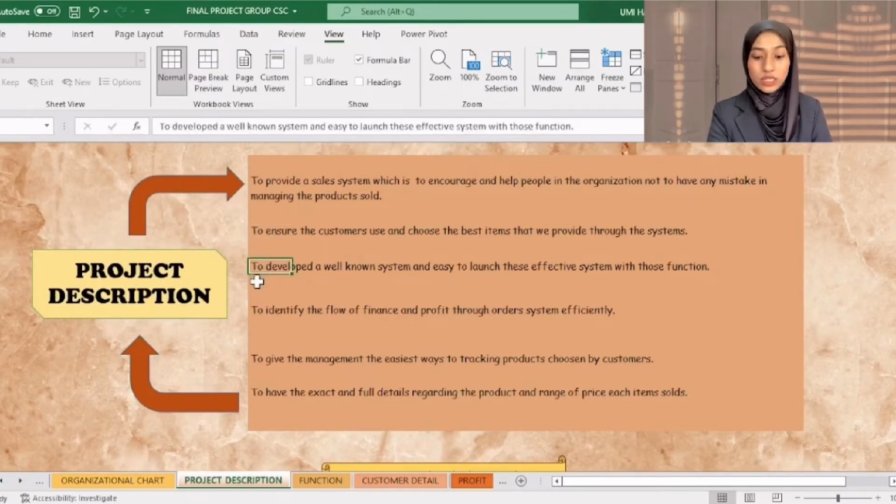Thirdly, our project descriptions also to develop a well-known system and easy to launch these effective systems with those functions. Fourthly, to identify the flow of finance and profit through order system efficiently, which means the management can access anything related to the finance figure in managing accounting matter. Next, to give the management the easiest way to tracking products chosen by the customer. And last but not least, to have the exact and full details regarding the products and range of price each item sold. It shows that all the important details are already included in these systems.